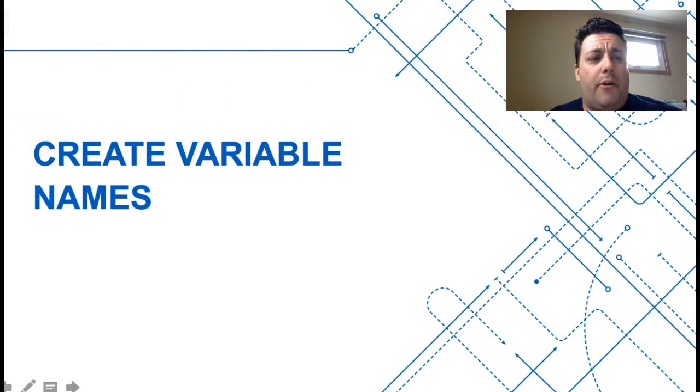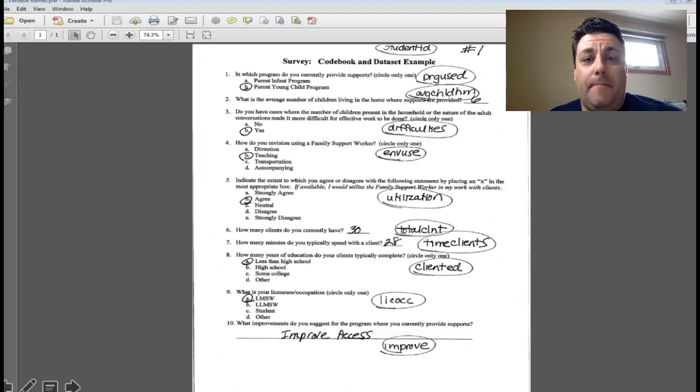So the first thing that we're going to do is create variable names. This is that same number 1 survey. What I've written on here are the different variable names that we're going to use for each of these 10 variables. Now, what I've also written on the top right-hand corner of this particular survey is number 1, like hashtag 1, and what I'm using that for is the ID variable.